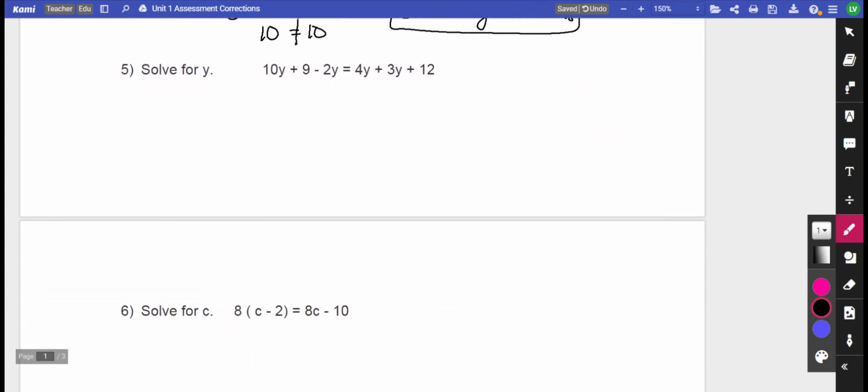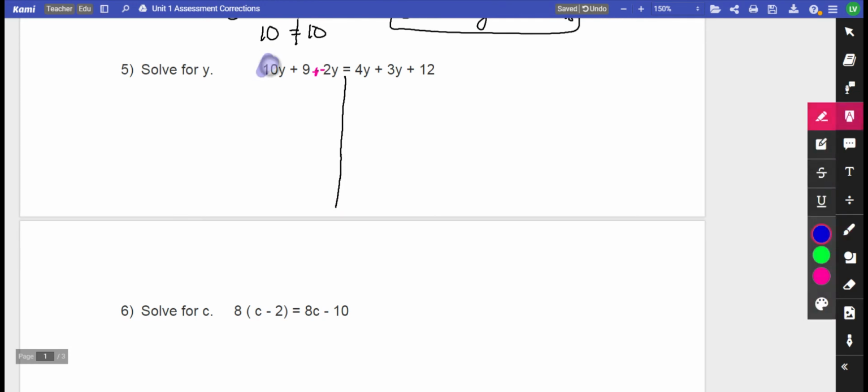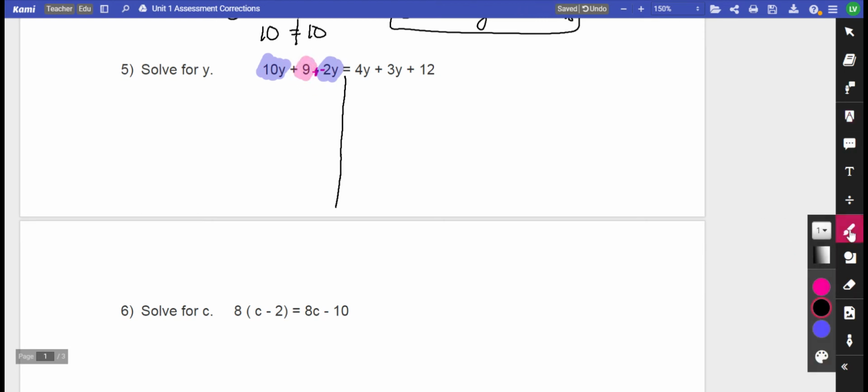Number 5, solve for y. 10y plus 9 minus 2y equals 4y plus 3y plus 12. So because there's subtraction, I'm going to go in and change that to addition. So I'm going to add and make that into a negative 2y. And now I want to find my like terms on each side. So I'm going to extend my equal sign, and I'm just going to focus on the left side for right now. I have a 10y and a negative 2y. Then I have a 9.